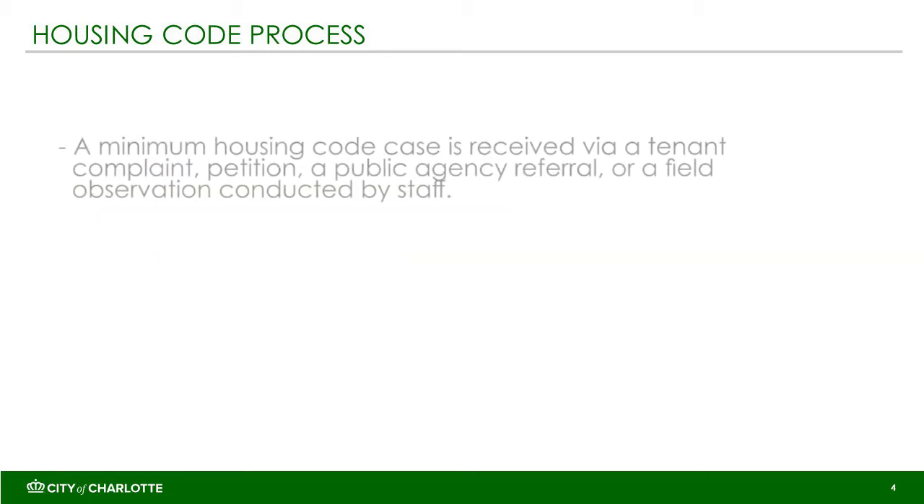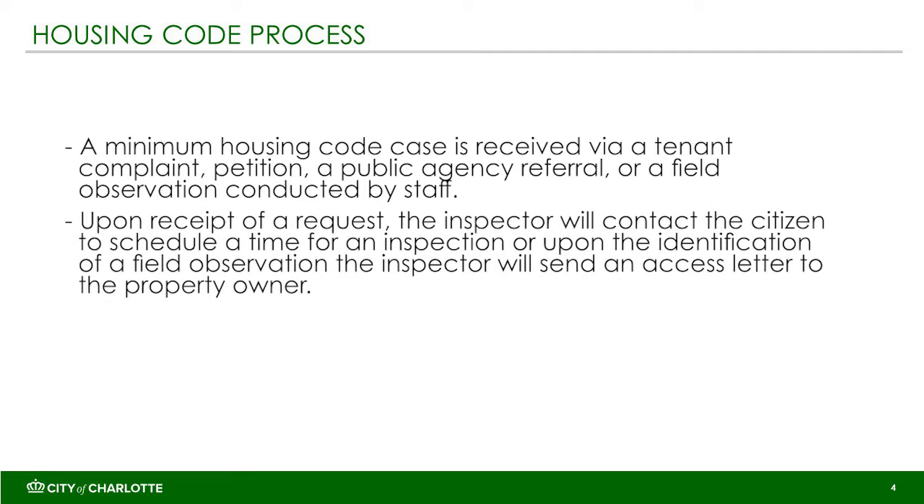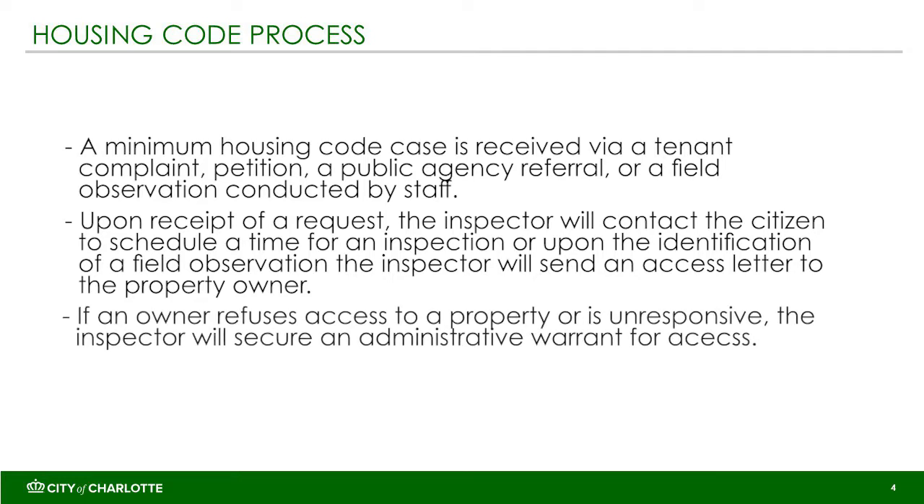A minimum housing code case is received through a tenant complaint, a petition, a public agency referral, or a field observation can be conducted by staff. Upon receipt of a request, the inspector will contact the citizen to schedule a time for an inspection, or upon the identification of a field observation, the inspector will send an access letter to the property owner. If an owner refuses access to a property or is unresponsive, the inspector will secure an administrative warrant for access.